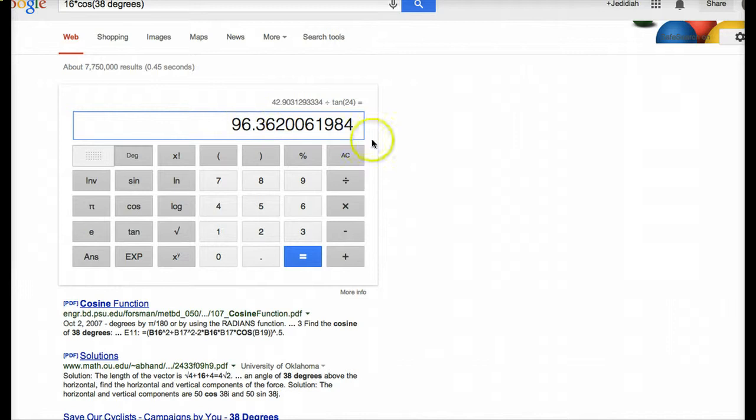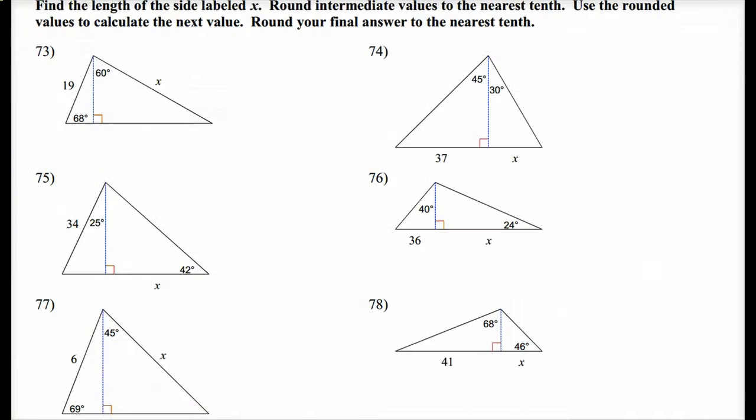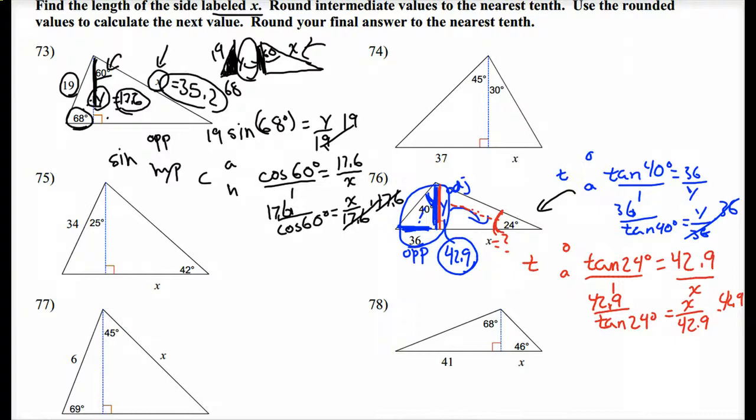Boom! 96.3 or 96.4 would be our answer. That's exactly what we're looking for. So this piece right here, it'd be 96.3, about. Awesome. Piece of cake, right?